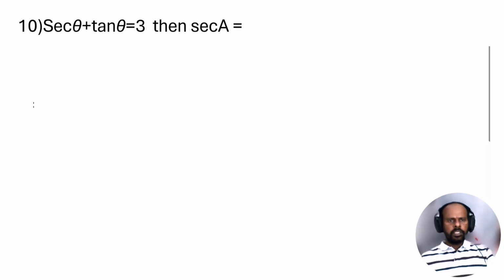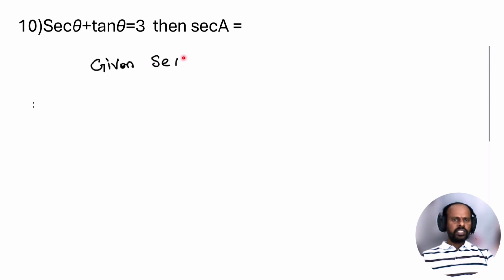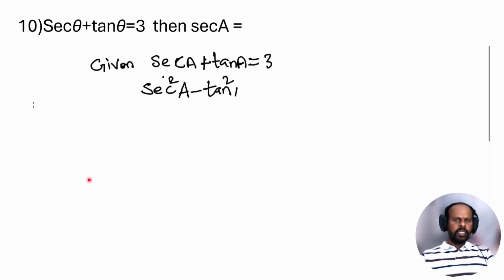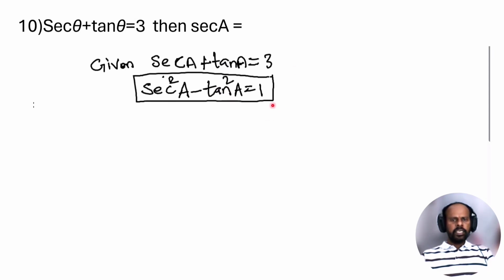In the 10th problem, we have to find sec theta plus tan theta equal to 3, given. We should find the value of sec a. So what is given, let us write. First, the given condition is that sec theta plus tan theta equal to 3. And let us use one identity, that is sec square a minus tan square a is equal to 1. So based on this identity, let us try to find the solution.